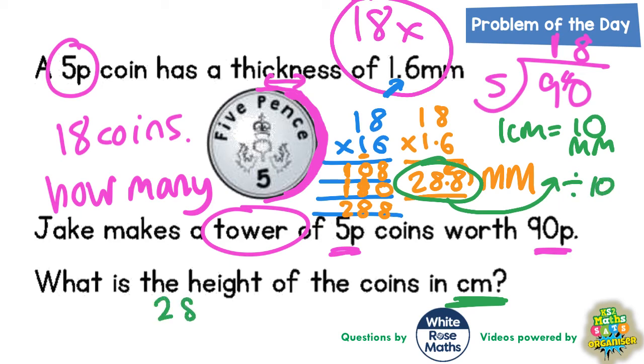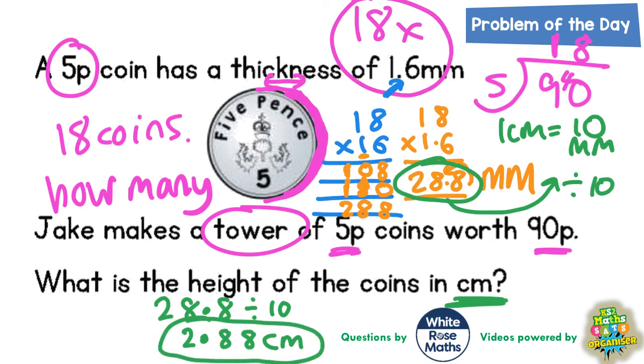Well, to do 28.8 divided by 10, you basically need to move all the digits one place backwards to make the place value of each digit 10 times smaller. So the 2 will go into this column, and the 8 will go into this column, and the other 8 will go next to it. And that's our answer in centimetres. So 28.8 millimetres divided by 10 will turn it into centimetres, and our final answer is 2.88 centimetres.